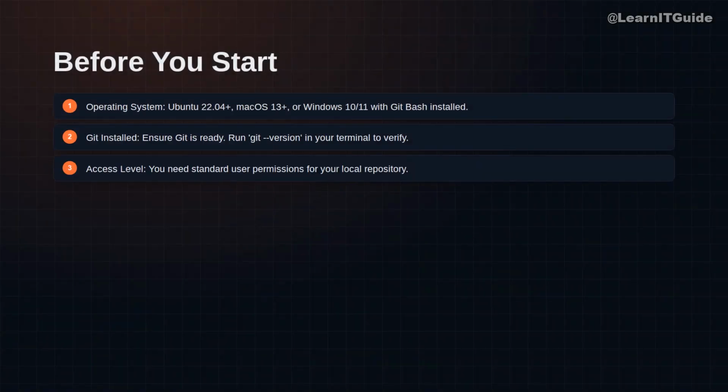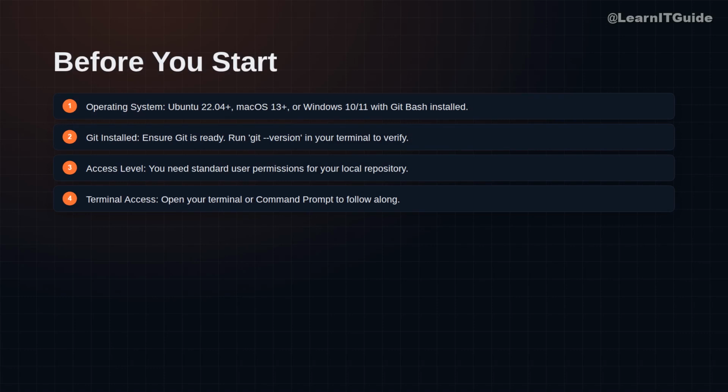Before we dive into the setup, let's make sure your environment is ready. You need Git installed on your system. Whether you are on Ubuntu, macOS, or Windows, open your terminal or Git bash and run the command git --version. If you see a version number, you are all set. You do not need administrator or sudo access for local hooks, as these scripts reside inside your repository's hidden directory. Just make sure you are comfortable using a command line interface to navigate your file system. Take a moment to review each point shown on screen.